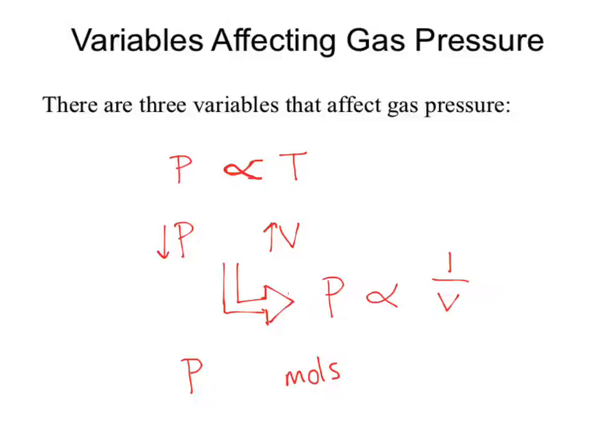What happens when we increase the moles? So they are directly proportional. Remember, pressure is measured by the amount of impacts on the side of our container. If we put more particles in there, there are more opportunities to hit the side of the container. So we have a direct relationship there.